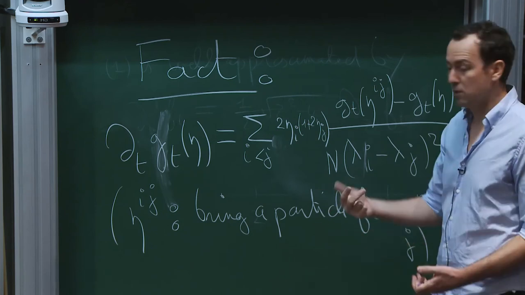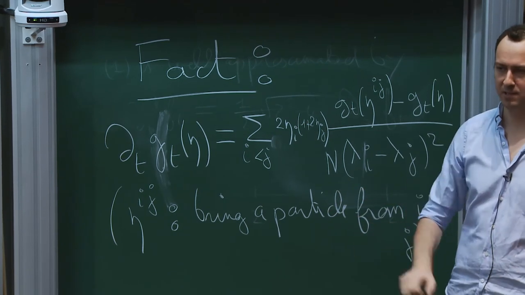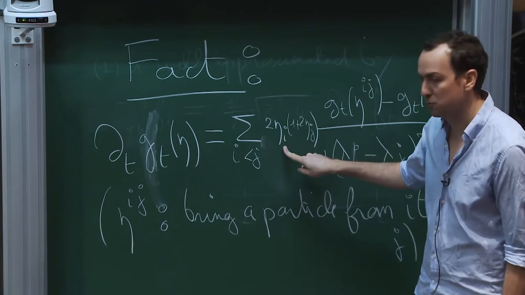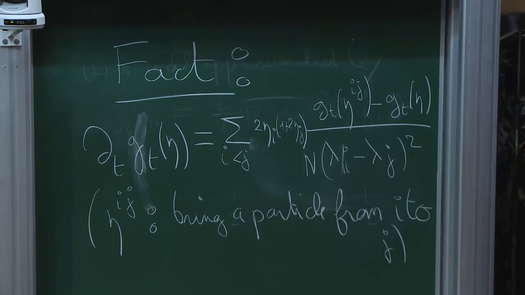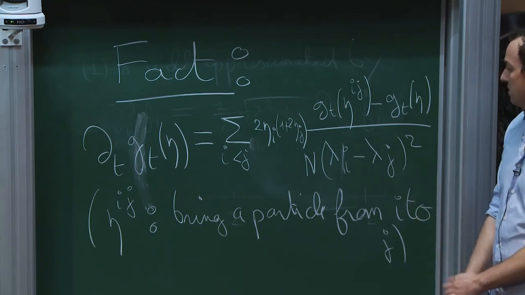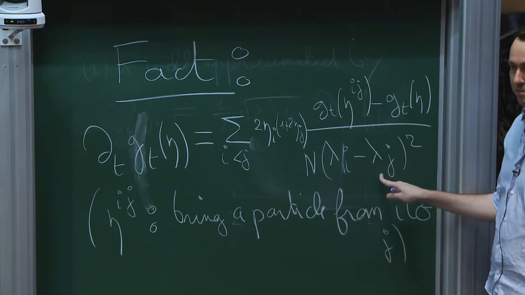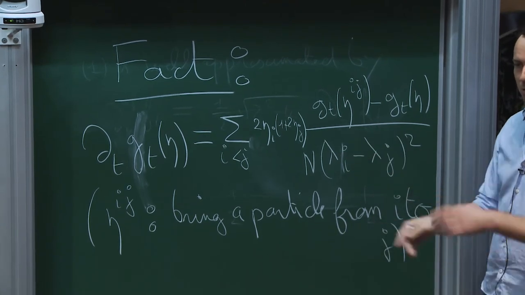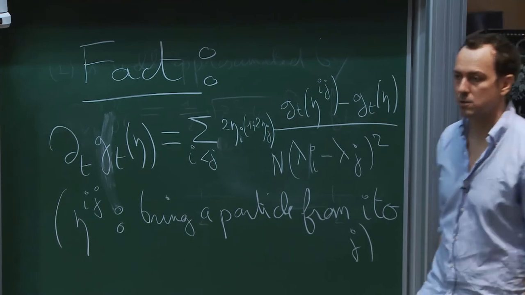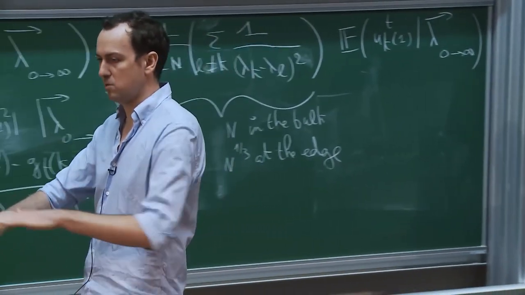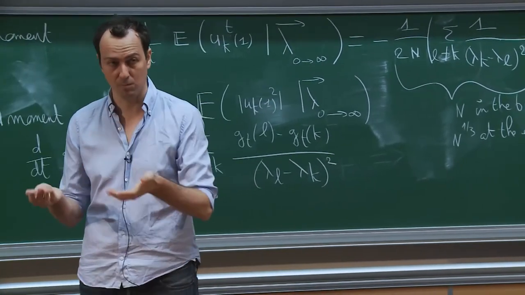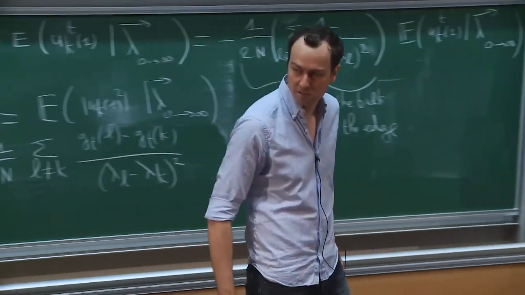Of course, you cannot bring a particle from i to j if there is no particle at i. But this is fine because I have a factor 2 eta_i here. Okay. So anyways, it's an equation. And again, these guys are positive, so it's of parabolic type. So all of them will become equal. So in the large n limit and large time limit, all of these observables become equal, which means that the moments converge to the Gaussian ones.